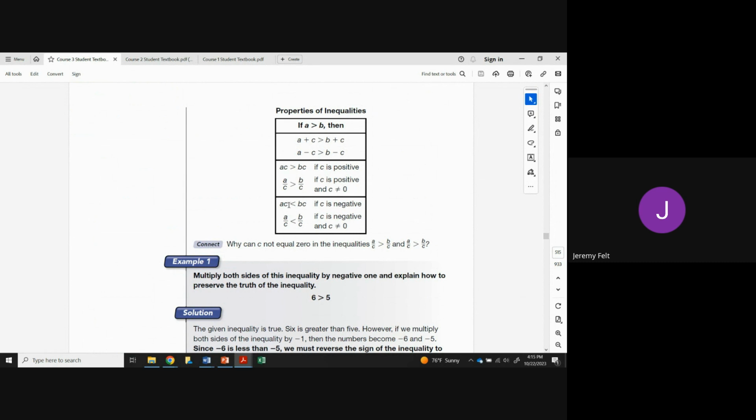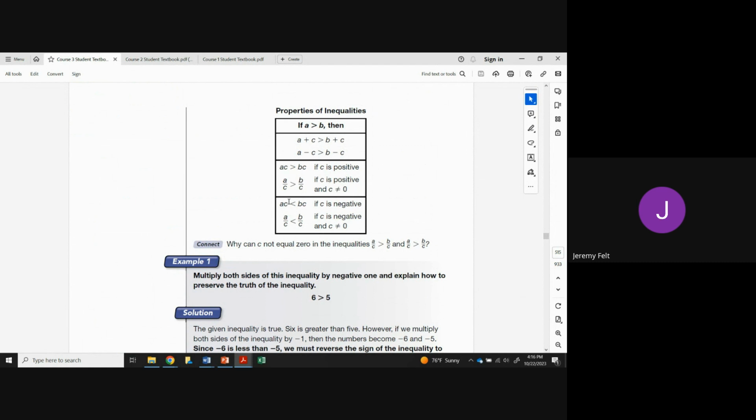And then if we multiply A times C, if C is negative, then it's the opposite. Then A times C becomes less than B times C if C is negative, because it's going to be further from the origin. Like if it's positive 30 and positive 20, 30 is greater than 20, but then make it negative. Negative 30 is less than negative 20.